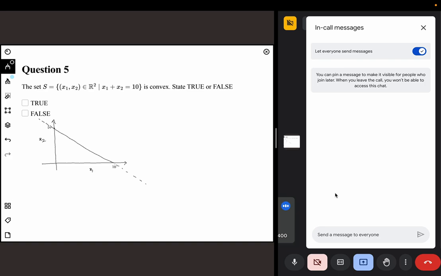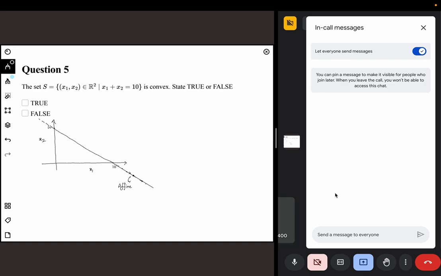Okay, it is an affine set. This is affine. Okay. What about convexity? So why not here? If it is this line, I can take 2 points here, and their linear combination will also lie on the same line, right?